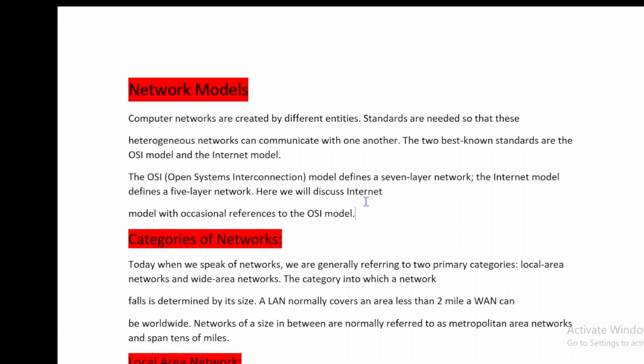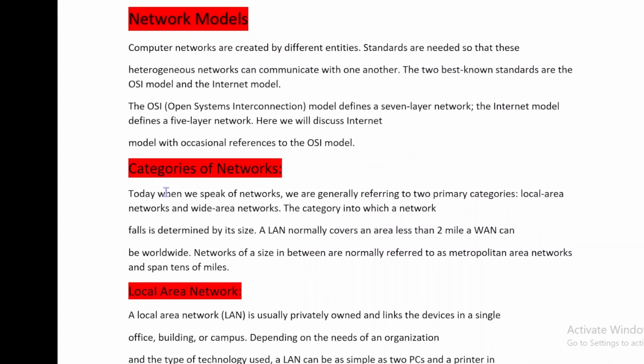Here we will discuss the Internet model with occasional references to the OSI model. Categories of networks. Today, when we speak of networks, we are generally referring to two primary categories: local area networks and wide area networks. The category into which a network falls is determined by its size. A LAN normally covers an area less than 2 miles. A WAN can be worldwide. Networks of a size in between are normally referred to as metropolitan area networks and span tens of miles.